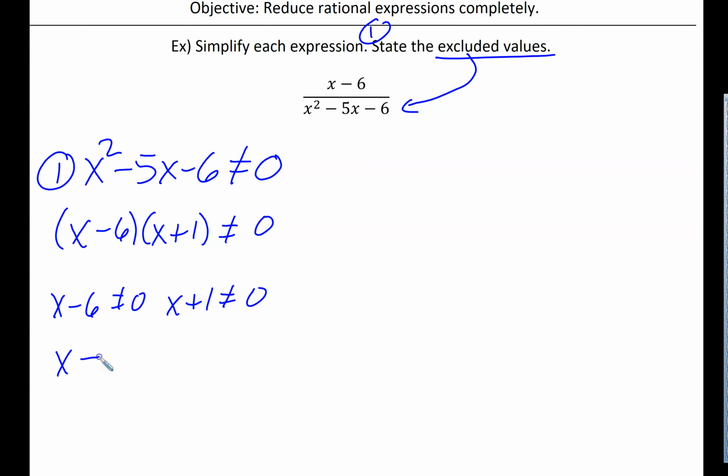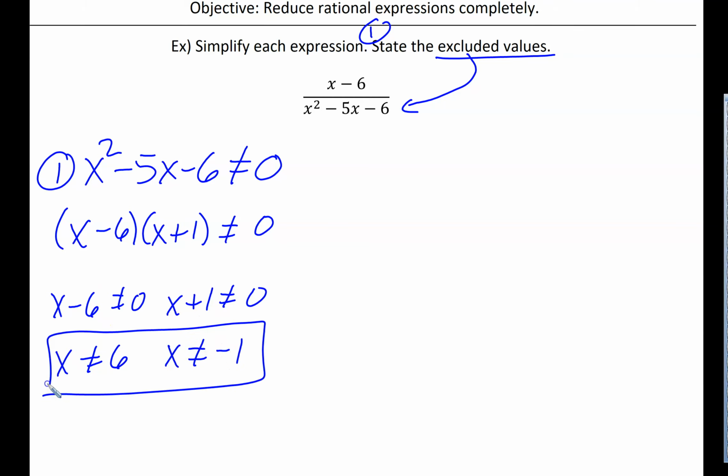Here adding 6 tells us x cannot be 6. And here subtraction tells us x cannot be negative 1. So done with that part. Then looking at simplifying, I have x minus 6 over my factored form of my denominator, which once again is x minus 6 and x plus 1.